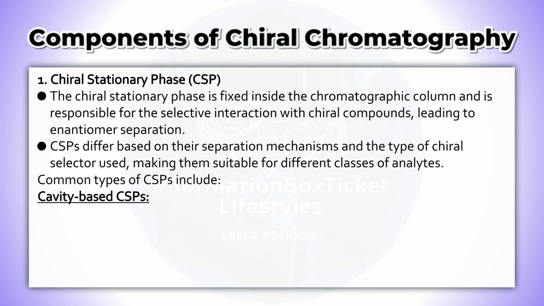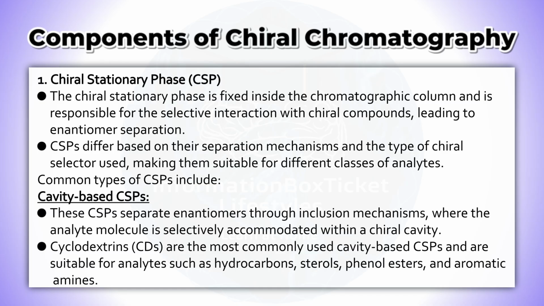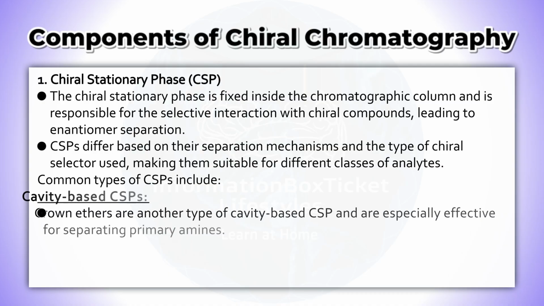Cavity-based CSPs. These CSPs separate enantiomers through inclusion mechanisms, where the analyte molecule is selectively accommodated within a chiral cavity. Cyclodextrins, CDs, are the most commonly used cavity-based CSPs and are suitable for analytes such as hydrocarbons, sterols, phenol esters, and aromatic amines. Crown ethers are another type of cavity-based CSP and are especially effective for separating primary amines.